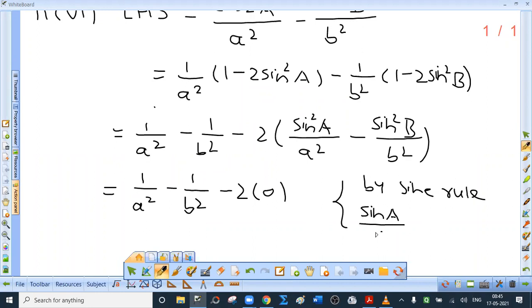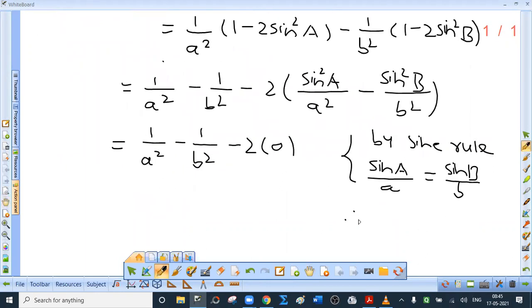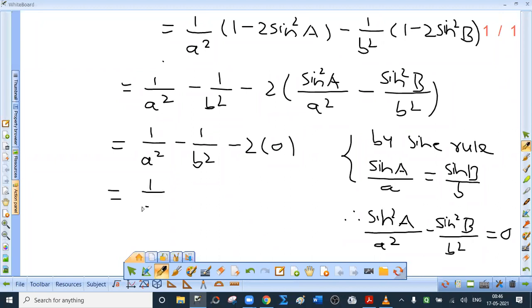sine A upon A is nothing but sine B upon B, right? Therefore, sine square A upon A square minus sine square B upon B square is nothing but 0. So this is simply 1 upon A square minus 1 upon B square, which is nothing but right hand side.